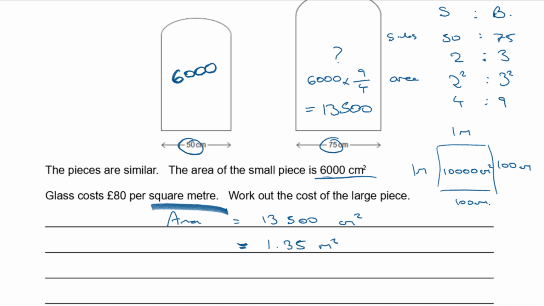Okay, so then the cost is going to be 1.35 times the £80 per square meter. So 1.35 times 80, and that comes out to be £108.